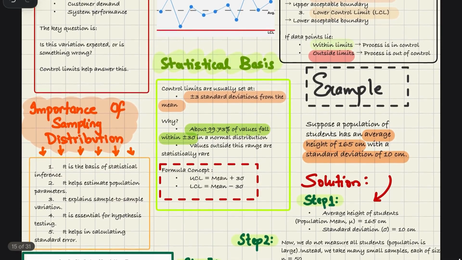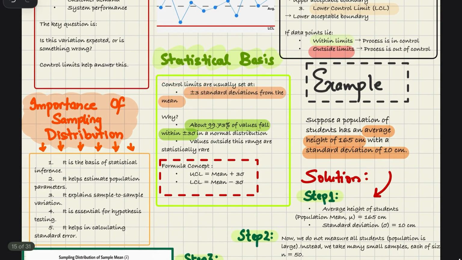So how are these control limits set? Control limits are usually set at ±3 standard deviations from the mean. Why? Because about 99.73% of the values fall within ±3 standard deviations of the normal curve, and values outside this range are statistically rare. That is why there is a formula to calculate the upper control limit: mean plus 3 times the standard deviation. For the lower control limit, we have mean minus 3 times the standard deviation.